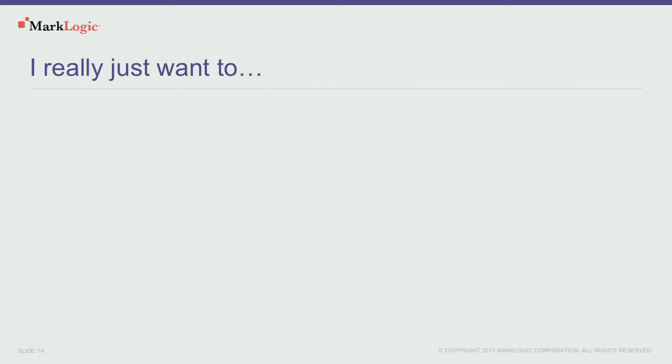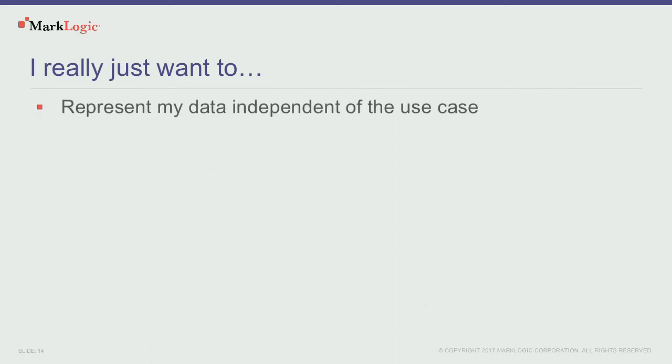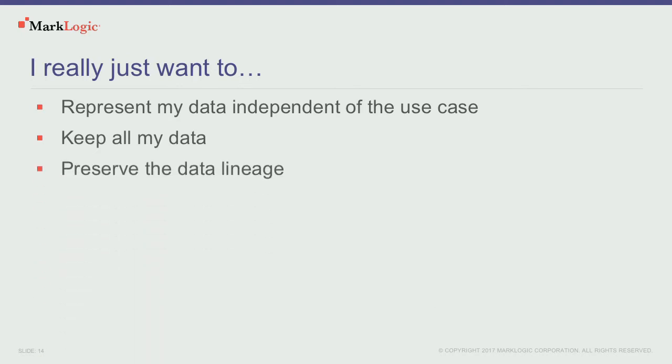And in reality, this is all I want to do. I just want to represent my data independent of use case. I like to keep all of my data, don't lose or leave things behind. Preserve data lineage. Where did this stuff come from? How did it get here? I'd like to get started now. I don't want to have to build an entire system before I can load one single piece of data. That's going to take way too long. I like to be able to handle change, because as we know, things are going to change.